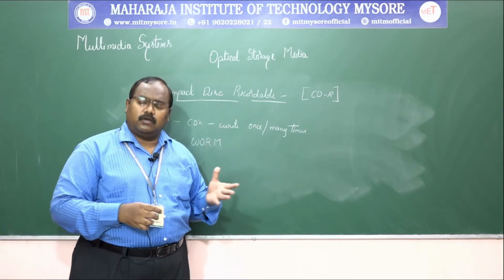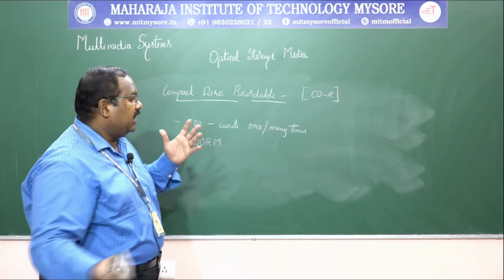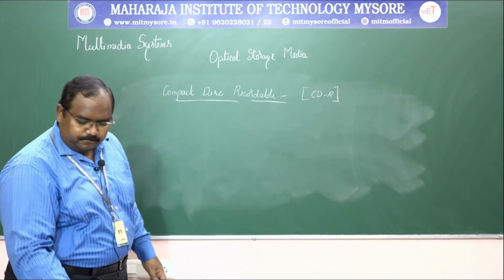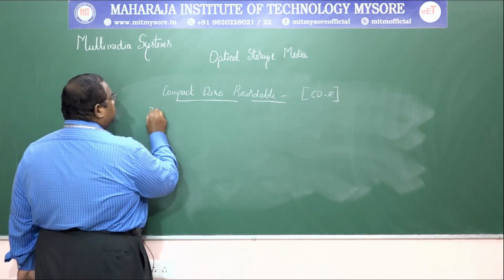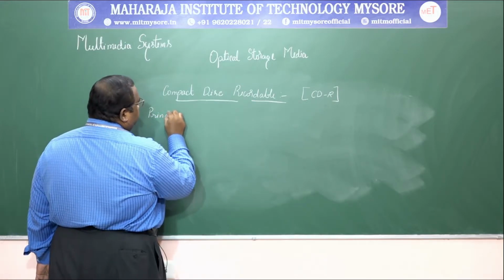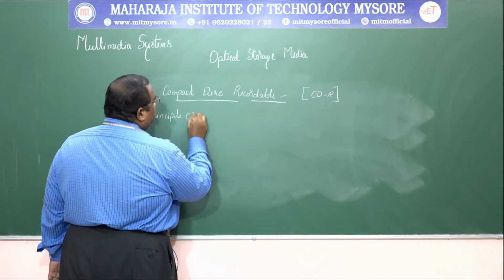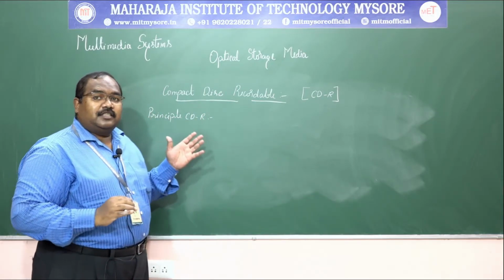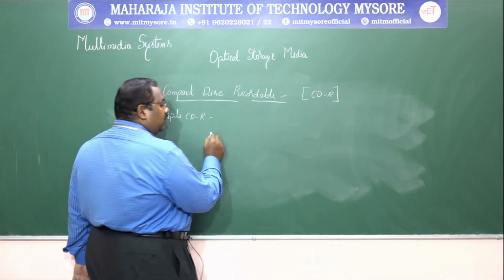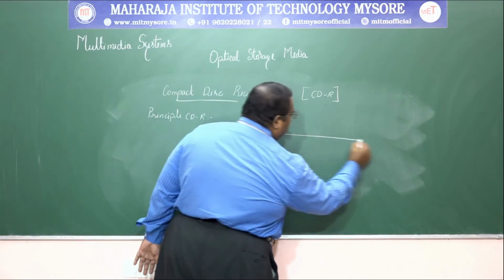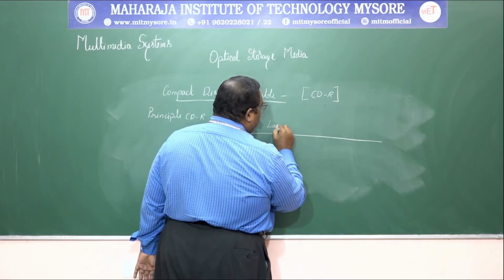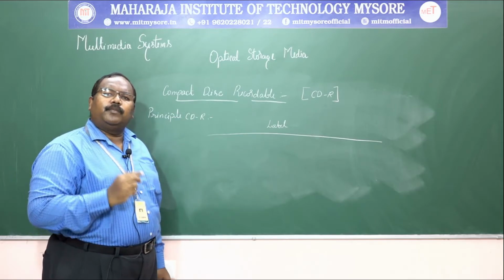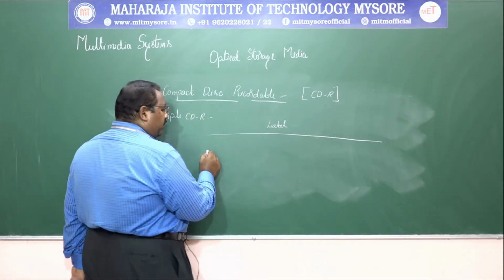So how does this compact disc recordable work? Let us look into the principle of working of CDR. Now we have already seen the diagram. First, when I talk about the CD cross-sectional view, there would be a label. After the label, there would be one more layer. We call it the protective layer.